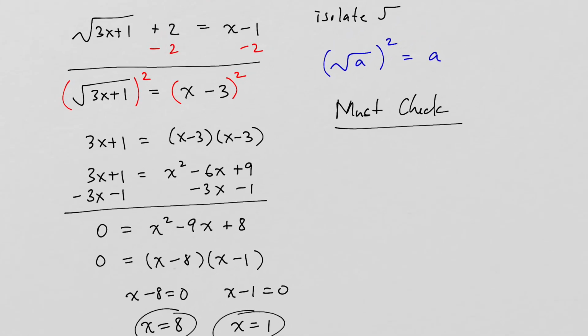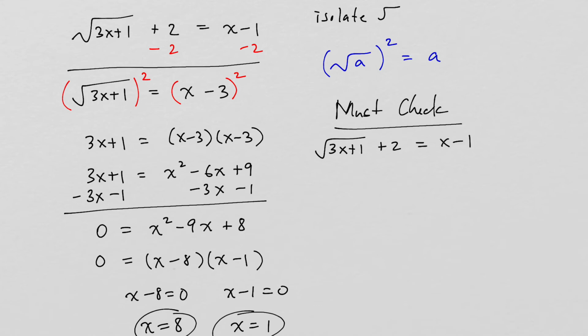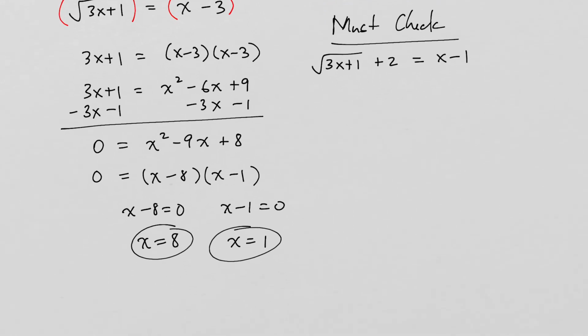So let's take our original equation, which was the square root of 3x plus 1 plus 2 equals x minus 1, and let me check each of these answers. So first I'll check the answer x equals 8. If I plug in 8, we get the square root of 3 times 8 plus 1 plus 2 equals 8 minus 1. And I'd like to put a little question mark there because I'm trying to see if this is true or not. If you do the math, 3 times 8 is 24 plus 1 is 25.